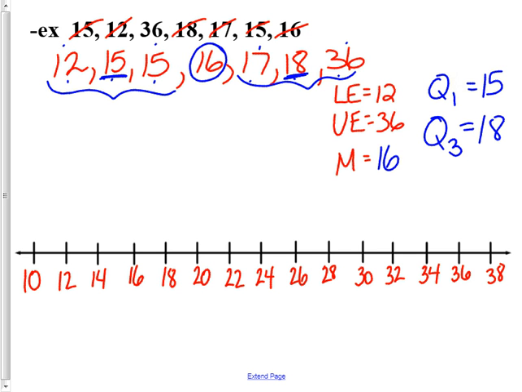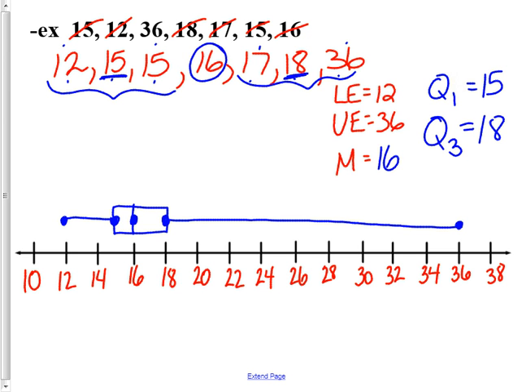Now, when I go ahead and graph my points for my 5-number summary, I'm going to have a lower extreme at 12, upper extreme at 36, median at 16, first quartile at 15, and third quartile at 18. And when I make the box and whisker plot, the box goes from the 15 to the 18. I'm going to split the box at the median, which is 16, and then connect my upper and lower extremes to make my whiskers, rather.